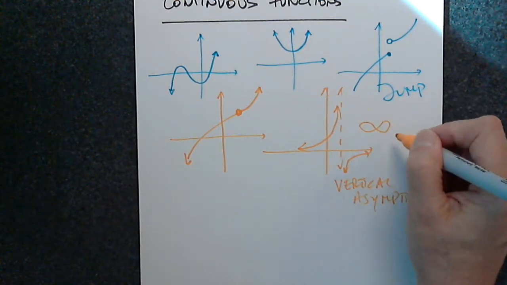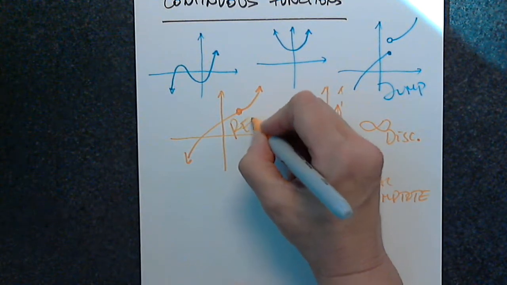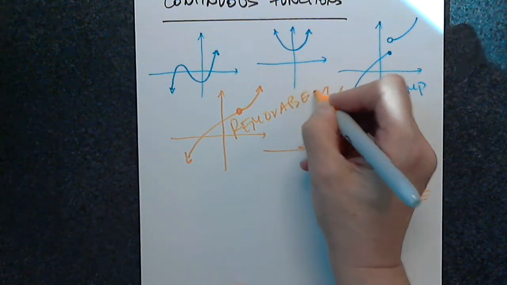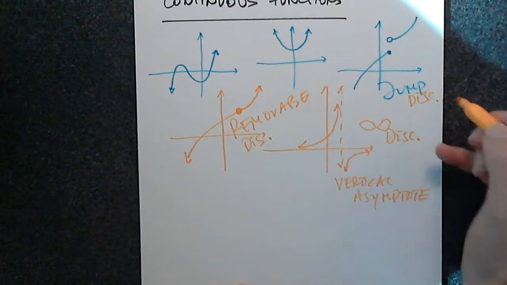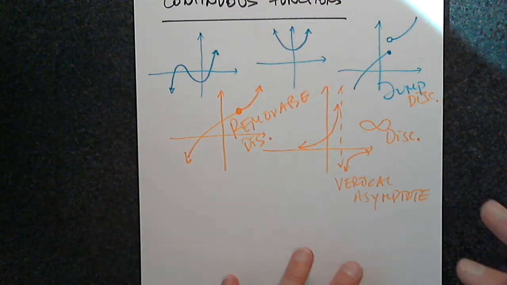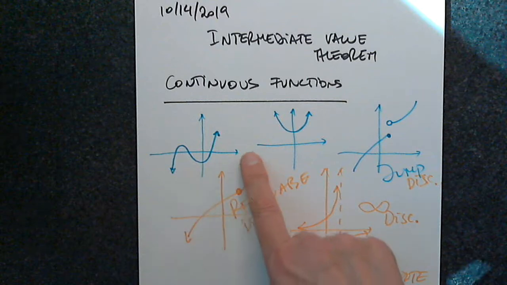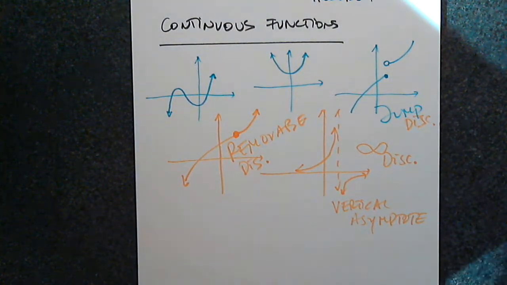This is called infinite discontinuity, and this is called removable discontinuity. So this is a jump discontinuity. The second one is a removable discontinuity, and the last one is called infinite discontinuity because it has a vertical asymptote, or because it goes to infinities, even better. So this theorem applies only to functions like these, not functions like these, which are not continuous.